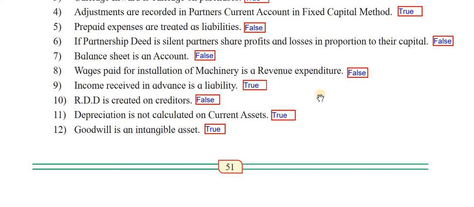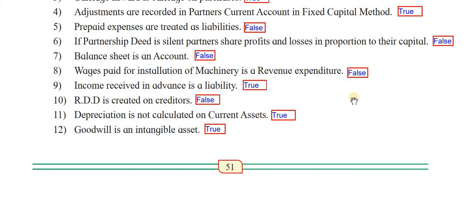So that's why income received in advance is a liability. RDD is created on creditors. Reserve for doubtful debts is created on creditors. Yes, it is definitely false, students, क्योंकि RDD तो डेटर्स पर होता है ना, क्रेडिटर्स पे थोड़े ही होगा.